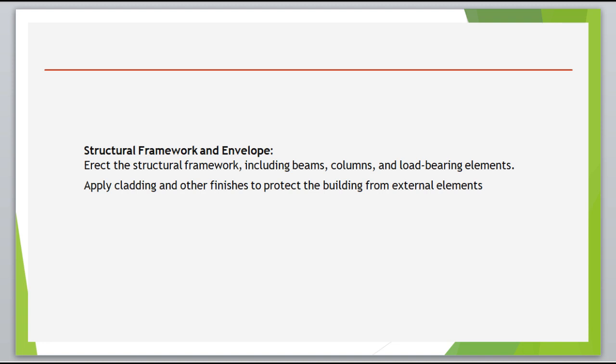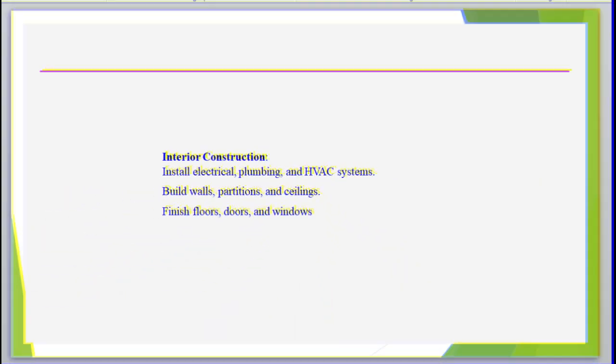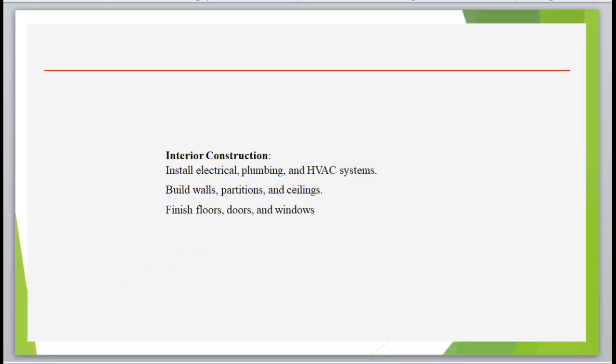Then, after this, you go to step 5. Step 5 is interior construction. Here you will be involving the plumber, the electrician, or the HVAC systems. Then you build the walls, partitions, and ceilings. Some walls might be missing in terms of partitioning of the rooms.